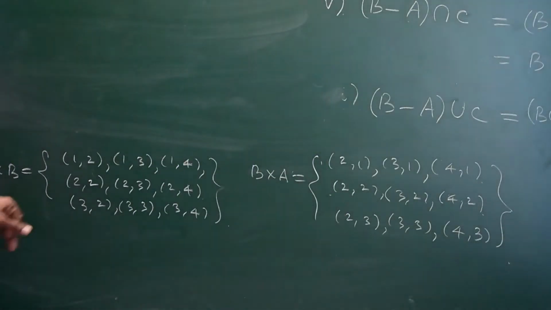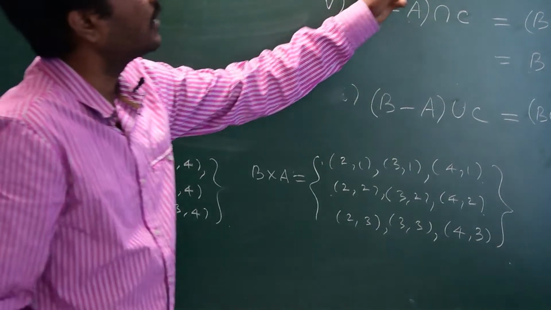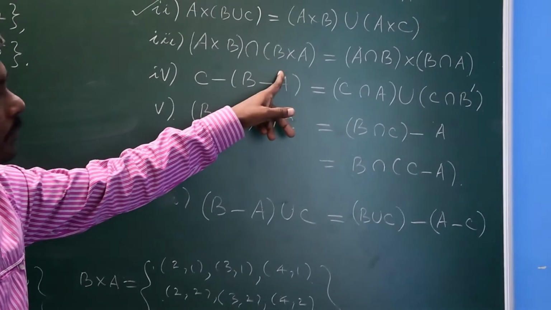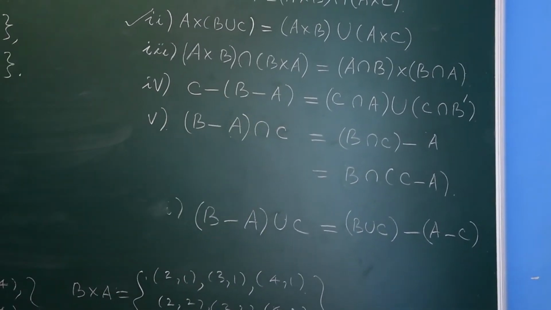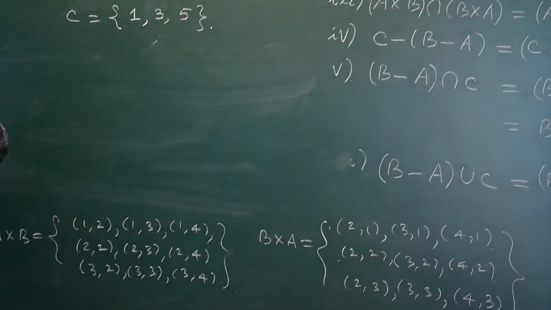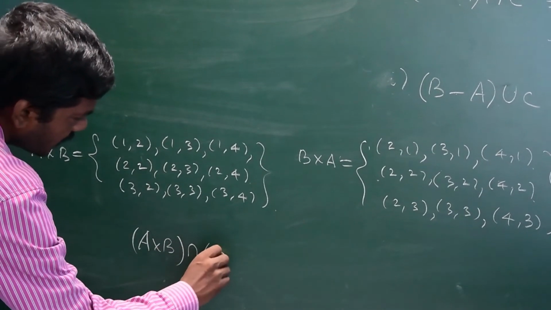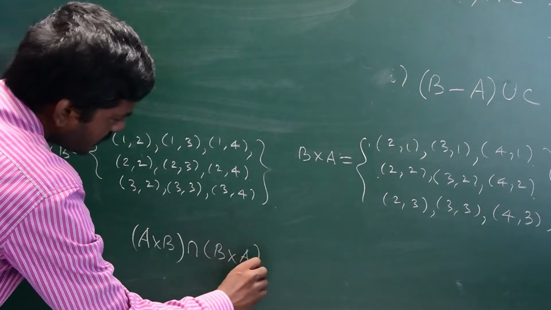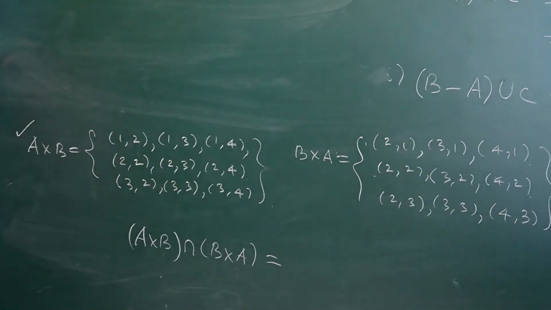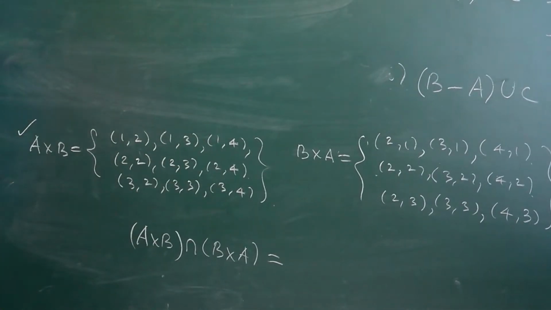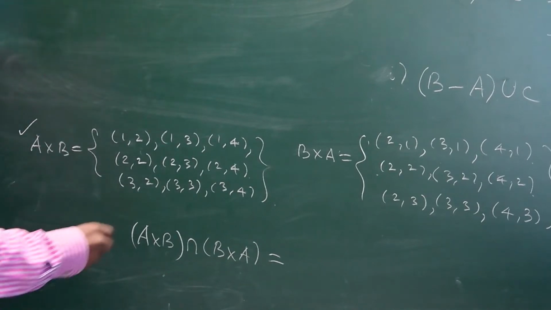So we have A cross B and B cross A here. Now let us find out the intersection. So A cross B intersection B cross A. What are all the elements common here? We have to look for the elements which are common.